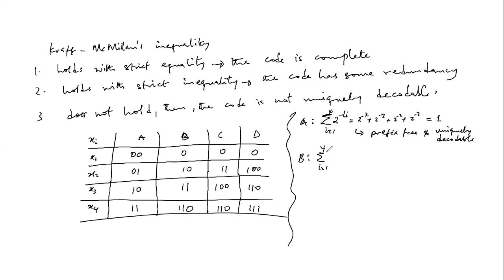Sum of 2 to the power of minus l_i. The length here is 1, that's 2 to the power of minus 1, plus 2 to the power of minus 2, and for 3, the length here is 3, plus 2 to the power of minus 2, plus 2 to the power of minus 2, to give us 1 1/8, which is greater than 1. And we also observe here that this does not satisfy the Kraft-McMillan inequality, because it is greater than 1. Hence, it is not uniquely decodable.